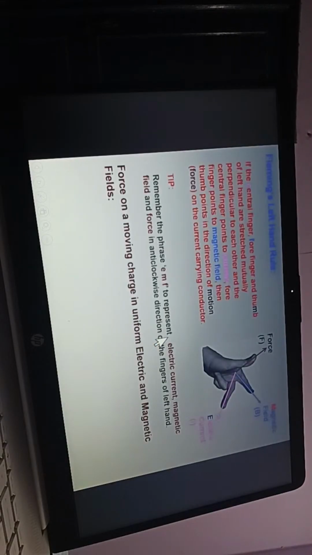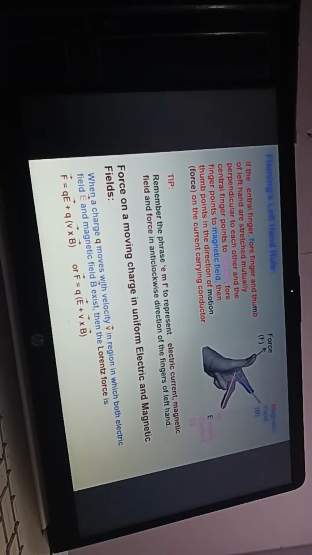Then this is a rule. I think you are very well aware of this rule. And this is the one: F is equal to QE plus QV cross B. Yes, sir. What is this one? QE, so that is the Lorentz force. Same expression, sir? Not the same expression. When there is an external magnetic field, it is not the same expression. When there is an electric and magnetic field both, then you have to use this expression.